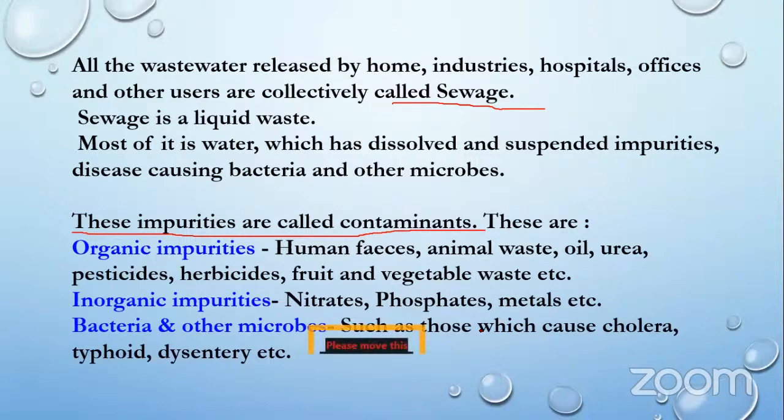Okay. So what will happen if we consume that type of water which is contaminated? We say it is contaminated because it has contaminants, no? So if we drink this contaminated water, we get many diseases like cholera, typhoid, dysentery, and many other diseases. So mainly, the impurities present in sewage water are of three types. You remember this: organic impurities, inorganic impurities, and also some microbes.